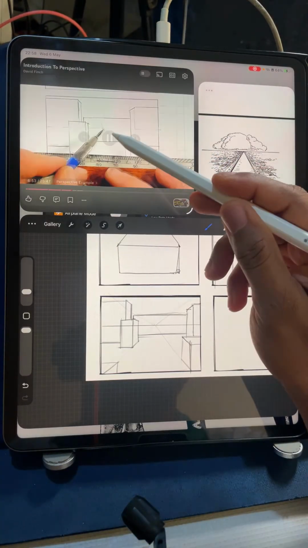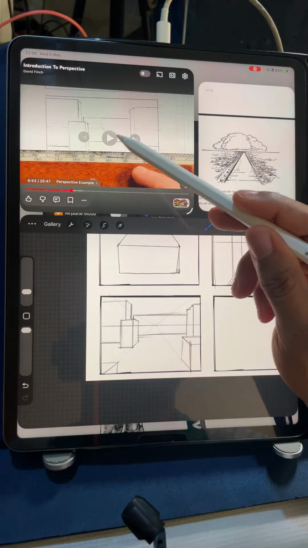But this is just one point perspective, by the way. Just one point perspective.